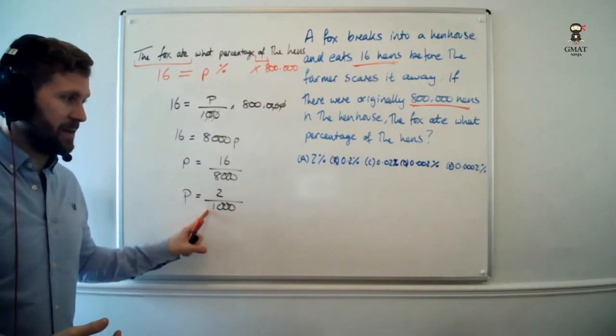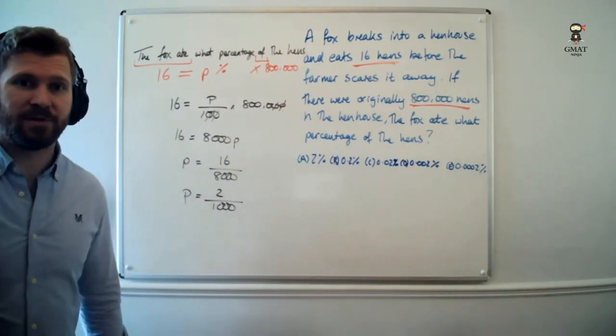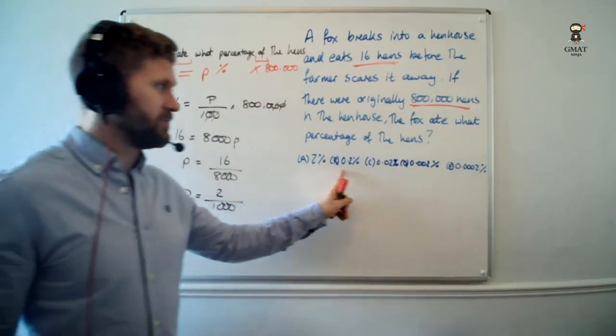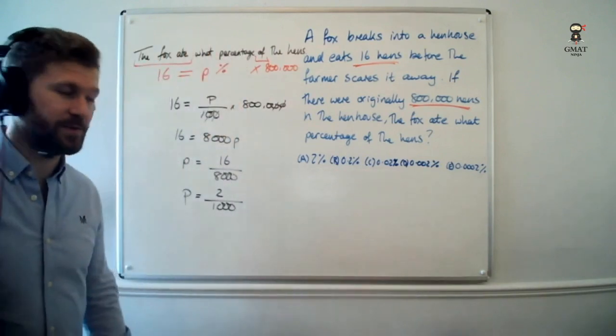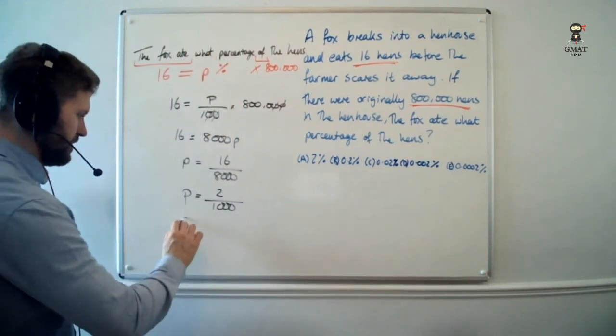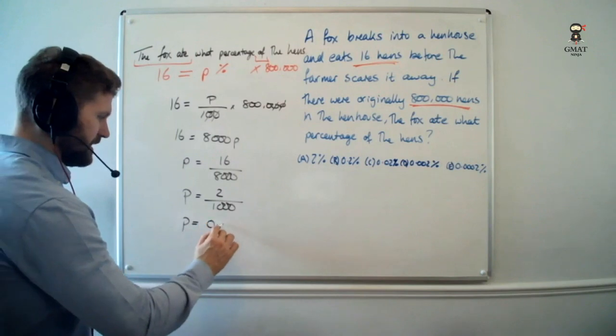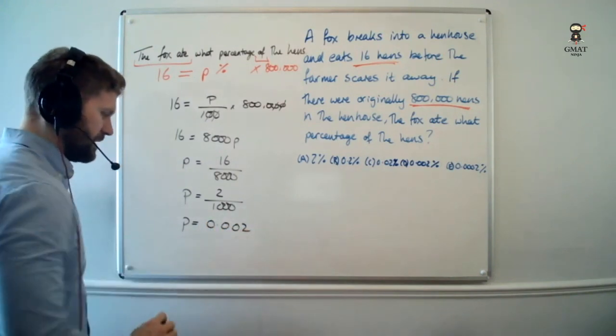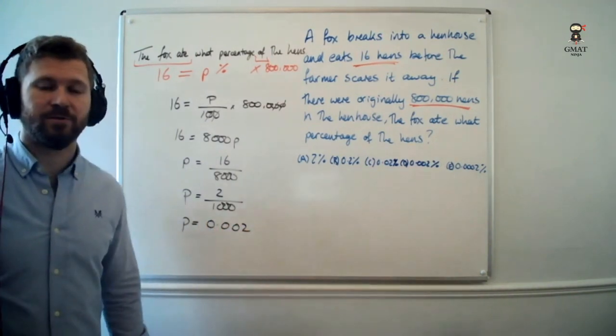So now 2 divided by 1,000. Again, I could divide top and bottom by 2 here, but just looking over, I've got all my answers in decimals. So why don't I take that 2 and divide it by 1,000, and I'll get p is 0.002.